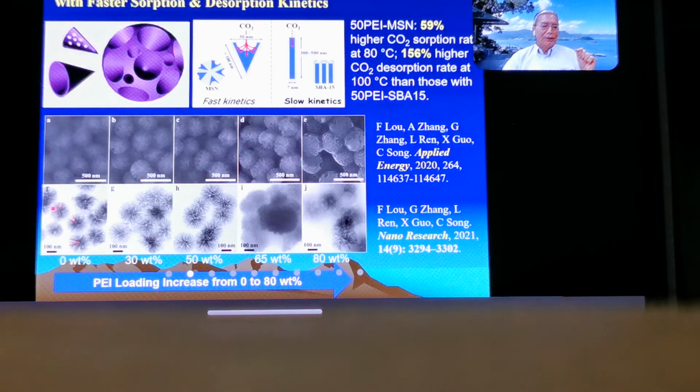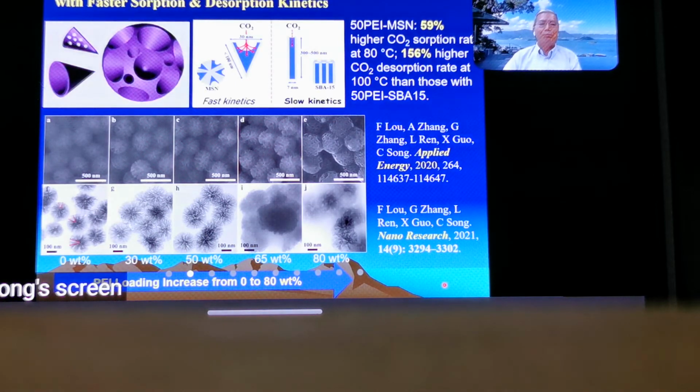As I can show you, this is the actual transmission electron micrograph. By using this inverted cone-shaped structure compared to the typical mesoporous materials, we can make the absorption rate 50 to 60% higher and the desorption rate 150 to 170% higher, so it is much faster in kinetics. Therefore, we can prepare our developed materials for larger scale applications. So much for the CO2 capture part.